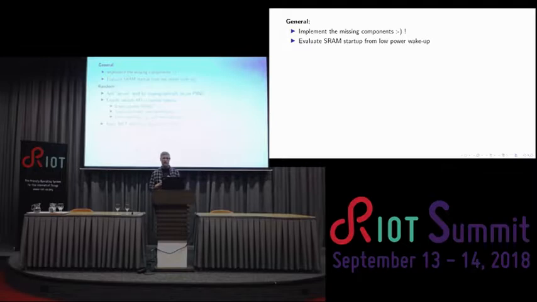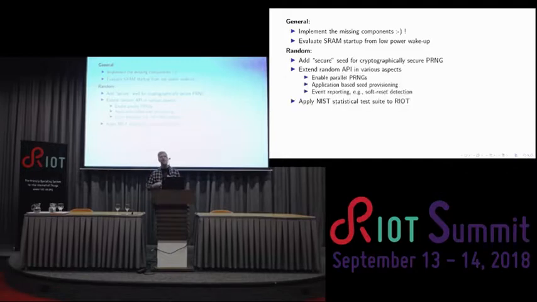We want to extend our random suite in various terms. First, we would like to add a second and secure seed for cryptographically secure PRNGs. To do so, we might need to change our random API slightly in order to enable parallel seeds: one for the aforementioned cryptographically secure PRNG and another easy and fast seed which you can use for random delays and the like.